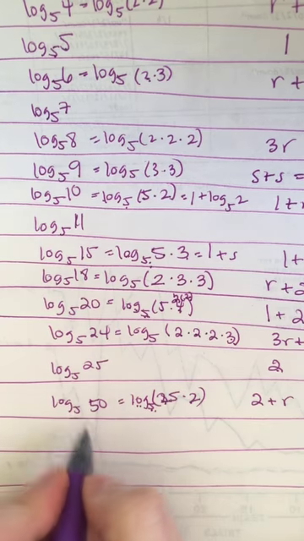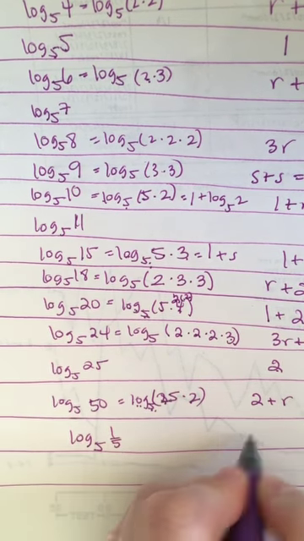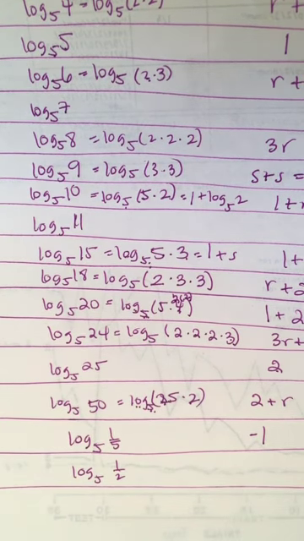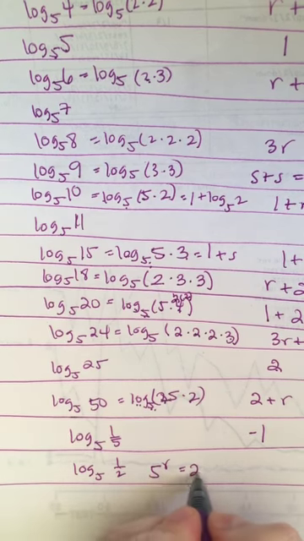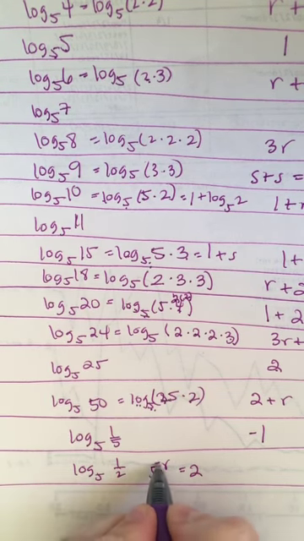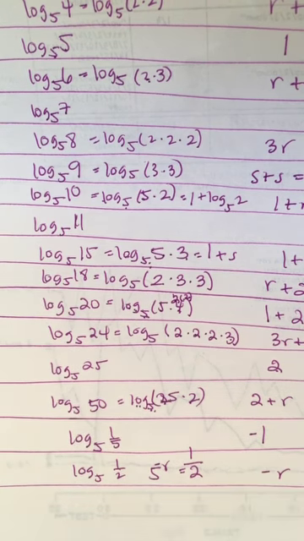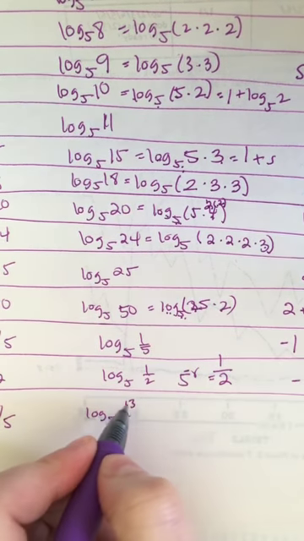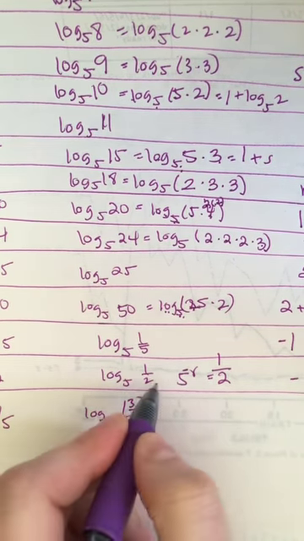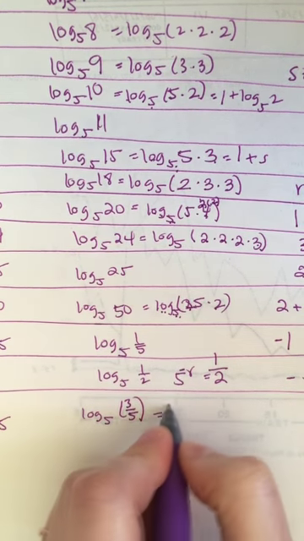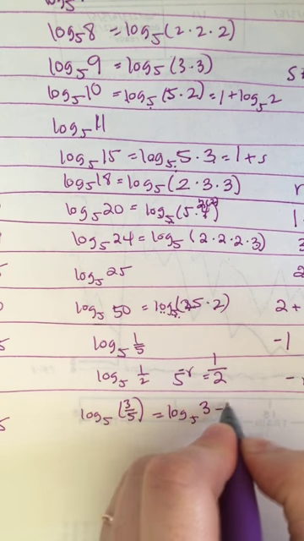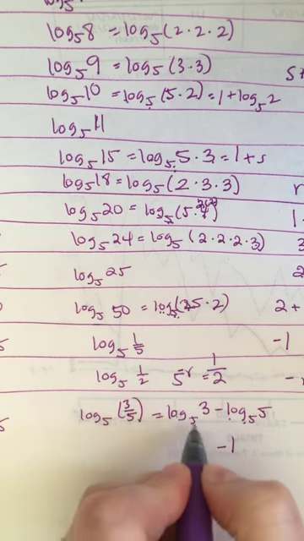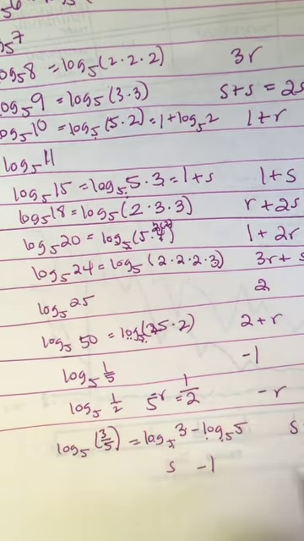1/5, I'm getting down into negatives, so log base 5 of 1/5 is just negative 1. Log base 5 of 1/2, so 5 to the R power gets me 2, so 5 to the negative R will get me 1/2, so this is negative R. And then log base 5 of 3/5. This is a quotient. I could have done this also with these two, but this is a quotient, so I can split it into subtraction. Log base 5 of 5 is 1. Log base 5 of 3 is S, so this is S minus 1.